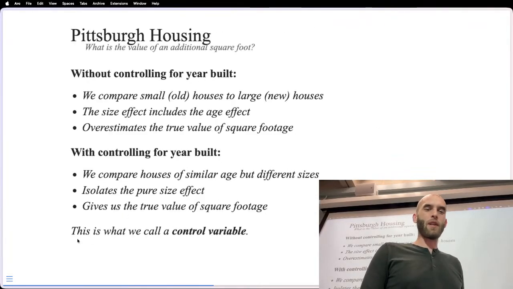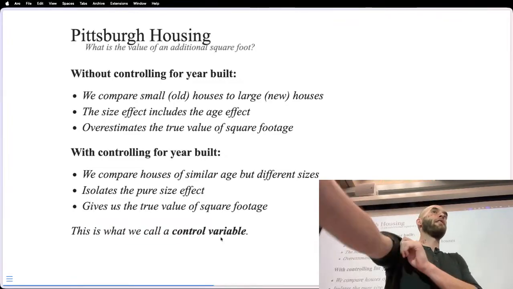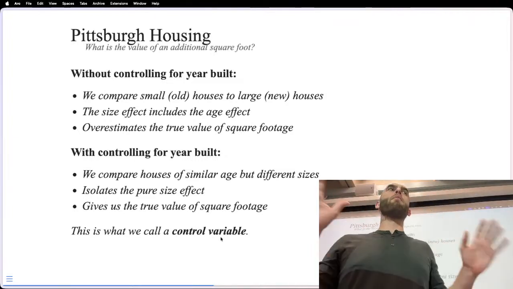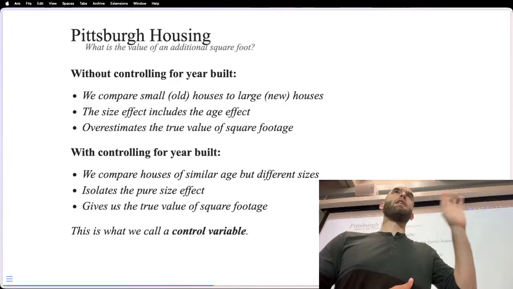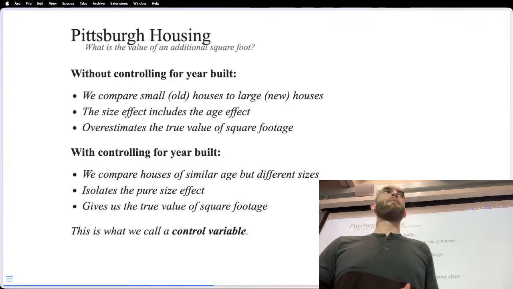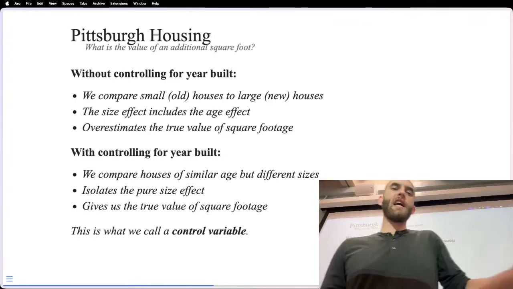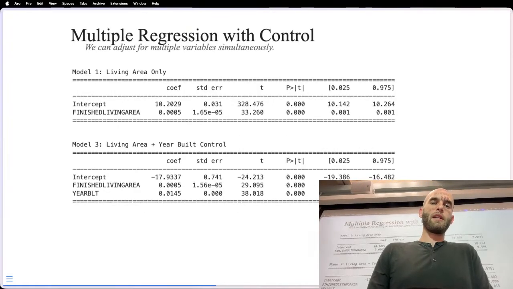So that's the idea. This is what we call a control variable. We use them very often. In fact, I think most models you'll see have some control variables. We'll talk next class about how we pick them. But this is one of the big ideas.